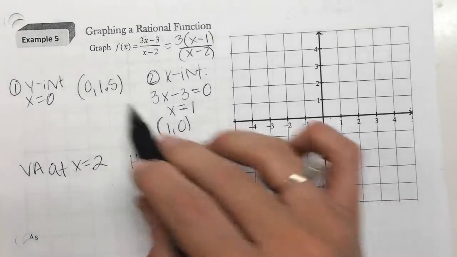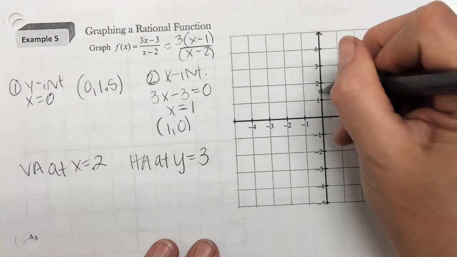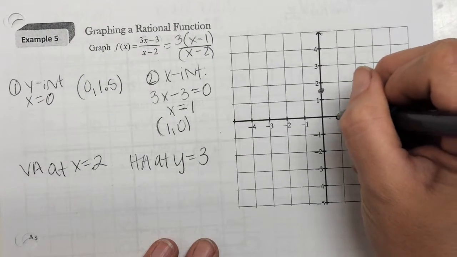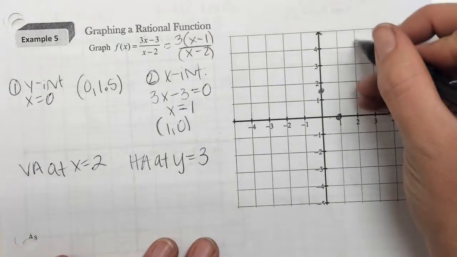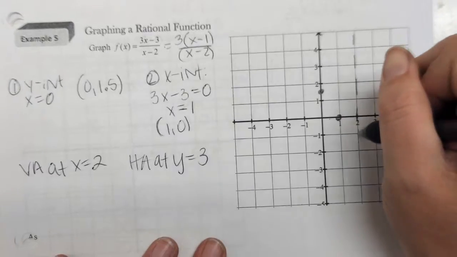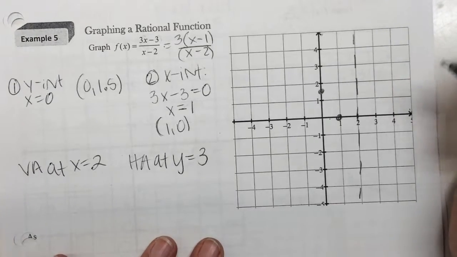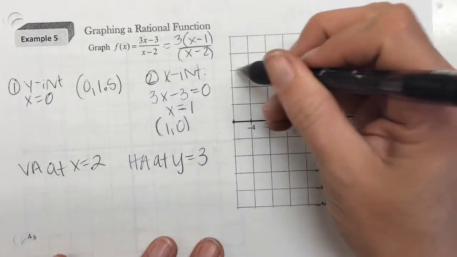Now we're ready to graph. I'm going to graph these 2 points first. I'm going to draw dashed lines where my VA would be and a dashed line where my HA would be.